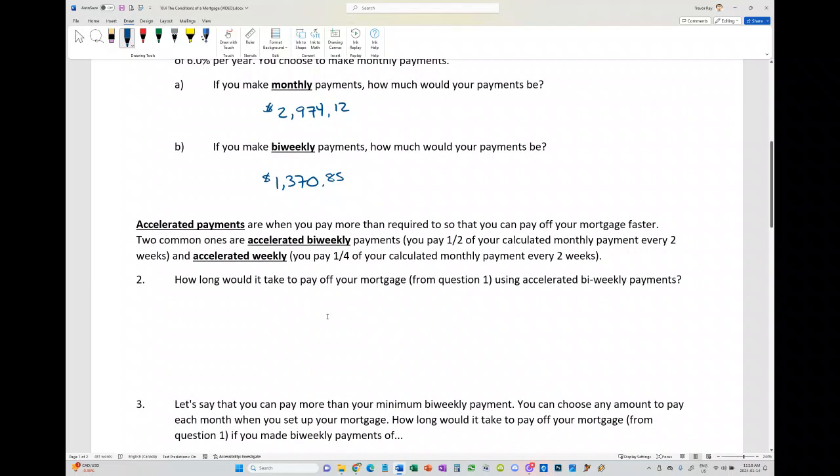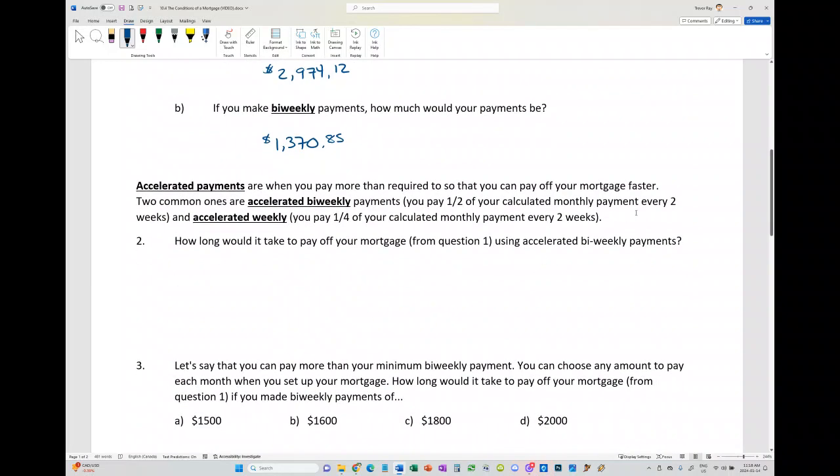Okay, so if we want to figure out how long it would take to pay off the mortgage in question one using accelerated biweekly payments, what we do is we take our monthly payment, the $2,974.12, and we divide that by 2 because we're paying biweekly now, and accelerated biweekly means we're going to pay half a month's mortgage every 2 weeks. And that works out to be $1,487.06.